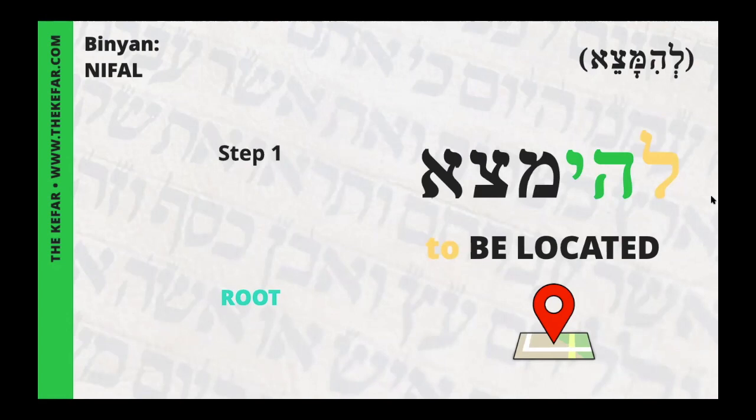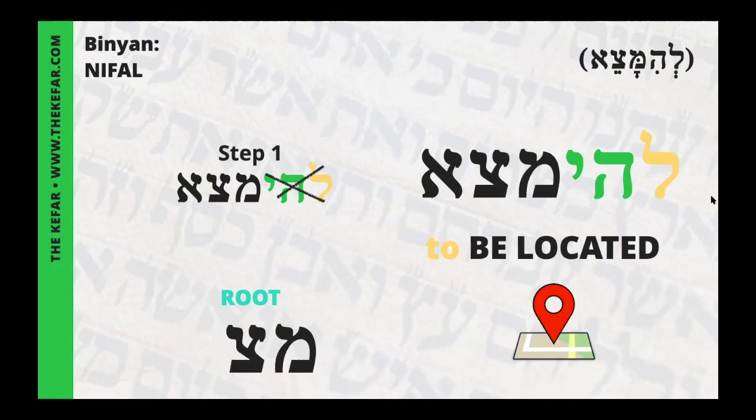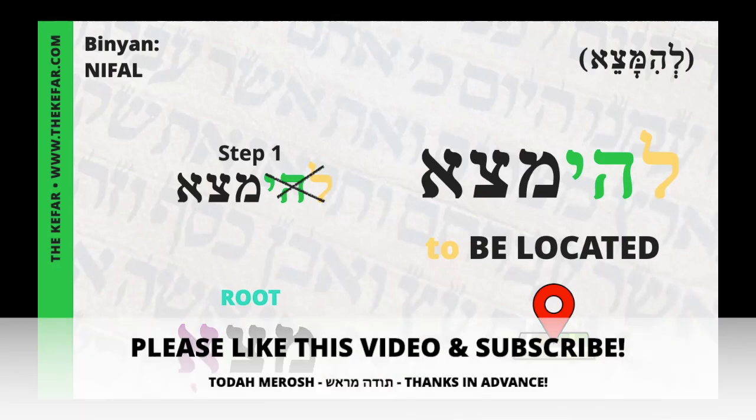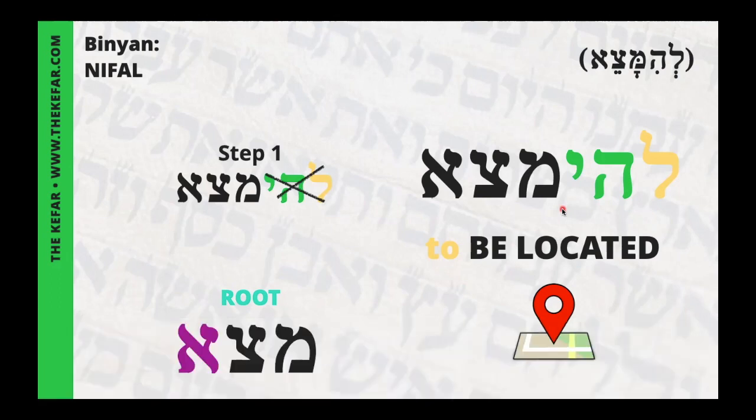And finding the shoresh is super easy. You just get rid of those first 3 letters, as always, and you're left with matzah. And as you can see, it ends with alef. And there is a pa'al verb with this root. That verb is limtso, and limtso is to find or to locate. And so this verb lehimatse is related. It has the same shoresh, the same root, and it's the passive. So to be found as opposed to find.